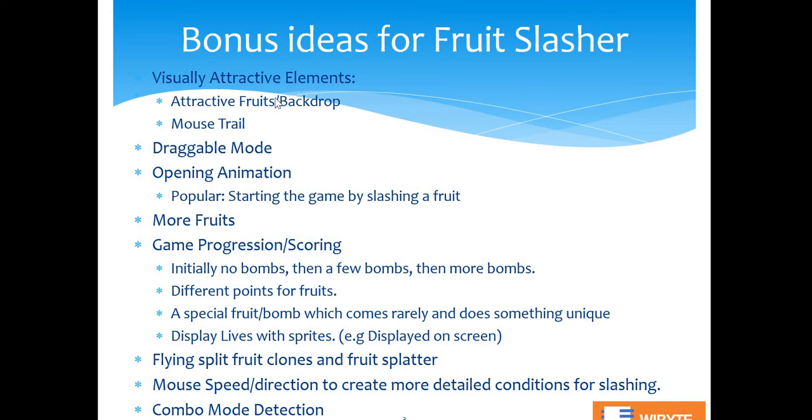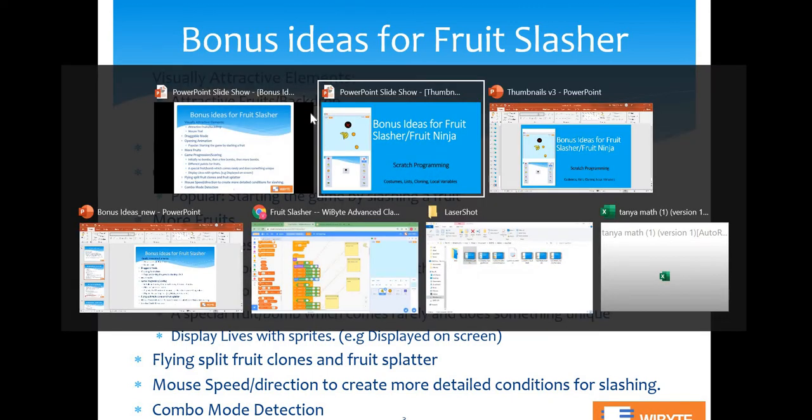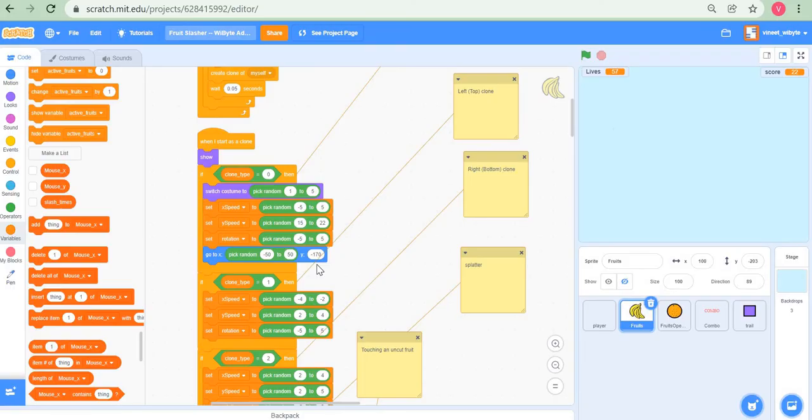Visually attractive elements. So, for example, you can get attractive fruits or backdrops. You can get it from the internet, or for those of you who are very creative, you can actually draw these fruits. And I've seen these bitmap drawings, really beautiful, right? Similarly, you can get what is called a mouse trail, right? Now, if you look at the enhanced game, I'll just show you right away. This enhanced game that I've created.